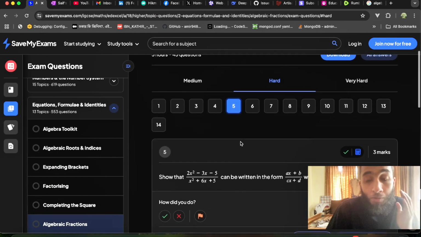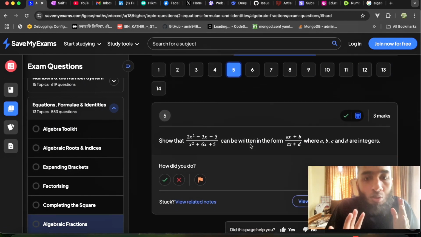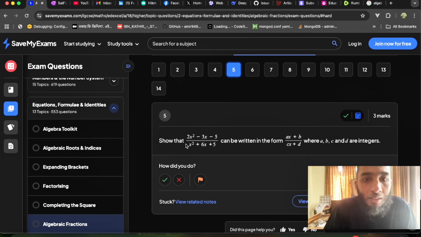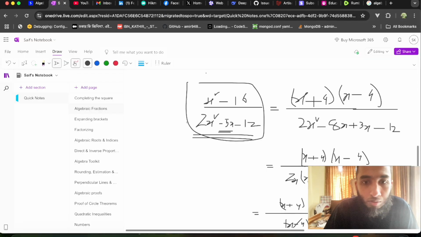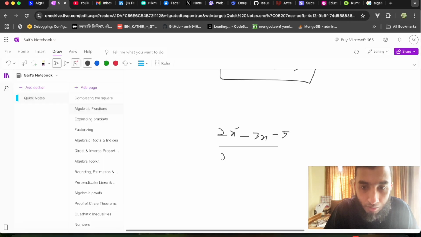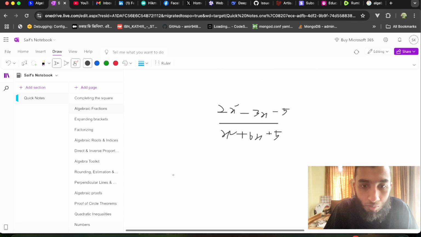Now I'll focus on problem number 5 of the harder category. You have to show that this expression, twice x square minus thrice x minus 5 divided by x square plus 6x plus 5, can be written in the form ax plus b divided by cx plus d, where a, b, c and d are integers. So if I write this problem, the expression is 2x square minus 3x minus 5 divided by x square plus 6x plus 5. Okay, so you can use the middle term method in both the numerator and the denominator.